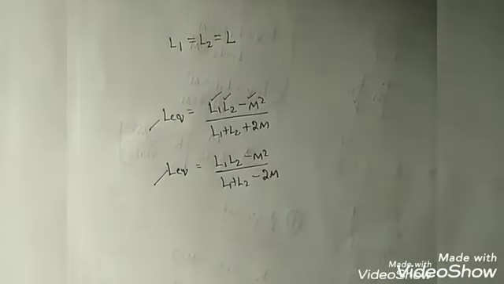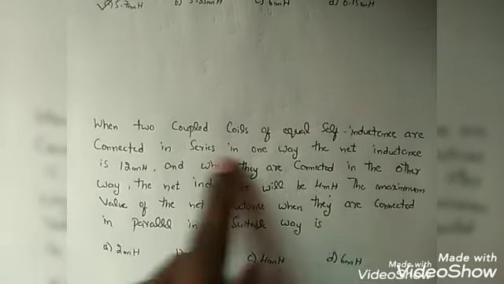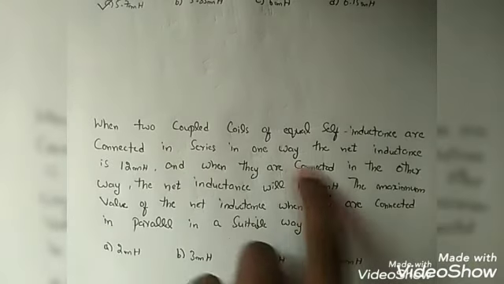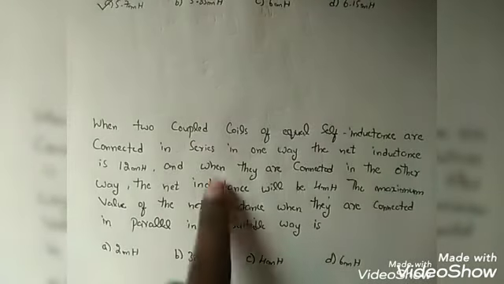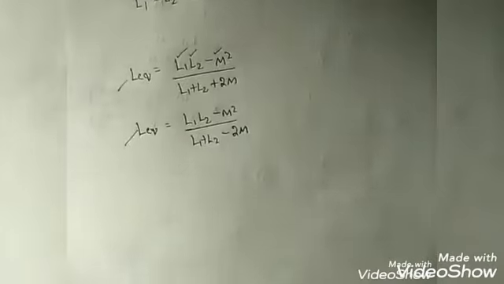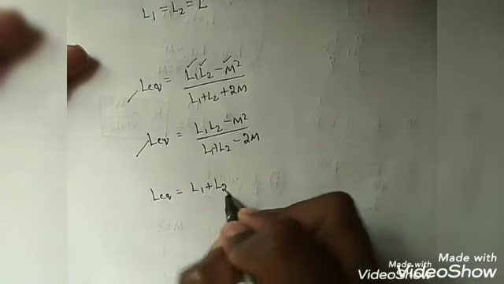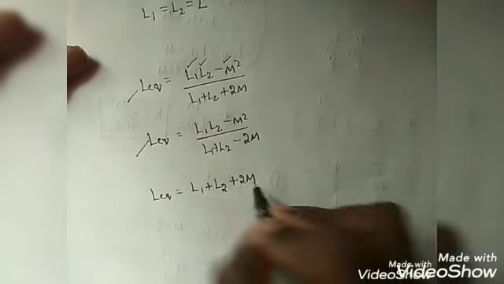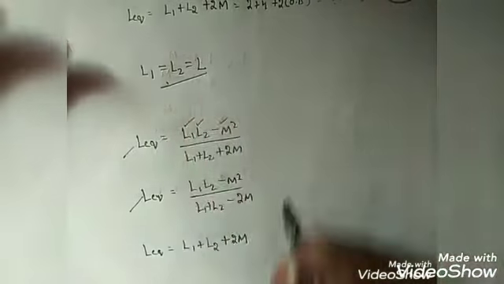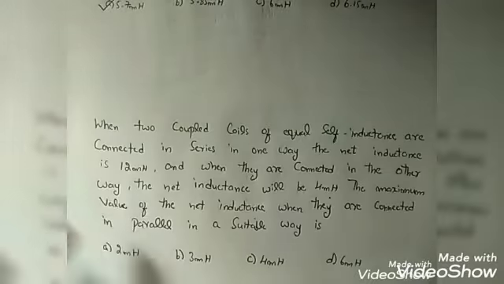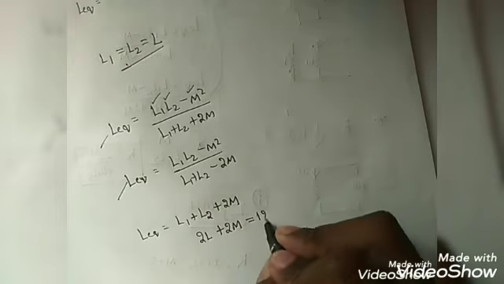To find the values, the question says the two coils of equal self-inductance are connected in series in one way, and the net inductance is 12 millihenry. Let us consider that this way is L equivalent equals L1 plus L2 plus 2M. Since L1 equals L2, this becomes 2L plus 2M equals 12 millihenry. Let us consider this as equation 1.